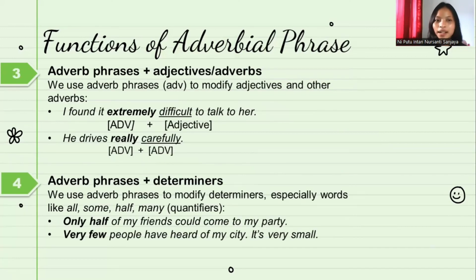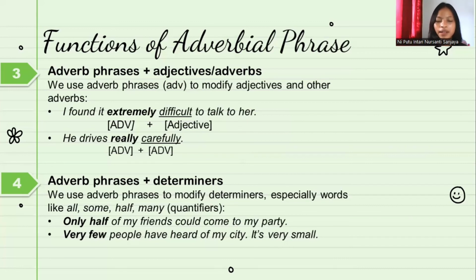The third one is adverb phrase plus adjective or adverb. We use adverb phrases to modify adjectives and other adverbs. For example, I found it extremely difficult to talk to her. Extremely is adverb phrase and difficult is adjective. So in the sentence, it is an example for adverb phrase plus adjective. And he drives really carefully. What is the adverb phrase in the sentence? Yes, that's right. Really. And carefully is adverb phrase too, because in the sentence it is an example of adverb phrase plus adverb.